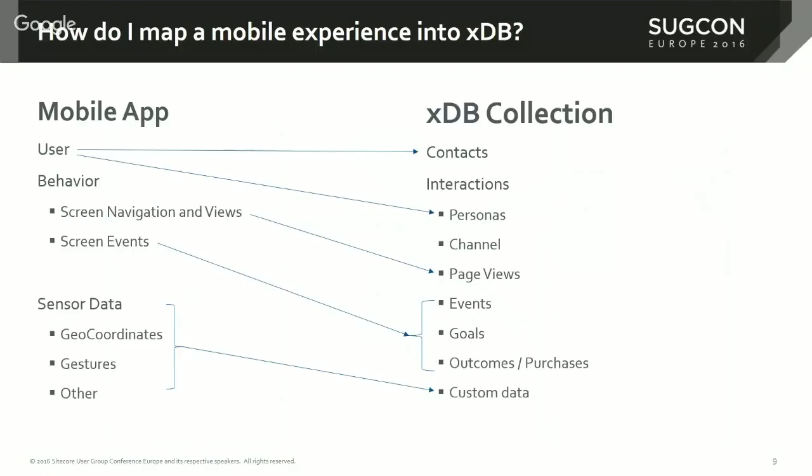We have page views. Those are very similar to screen navigation and views. And we have screen events, which can become xDB events, goals, or outcomes. And sensor data, well, xDB supports custom data all over the place, so you can pretty much stuff it in there as you see fit, and then use it later on.